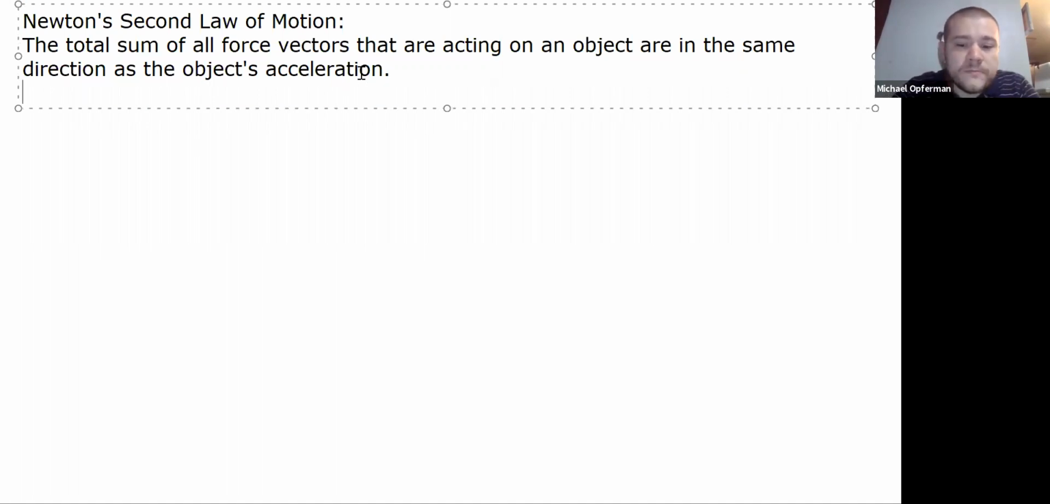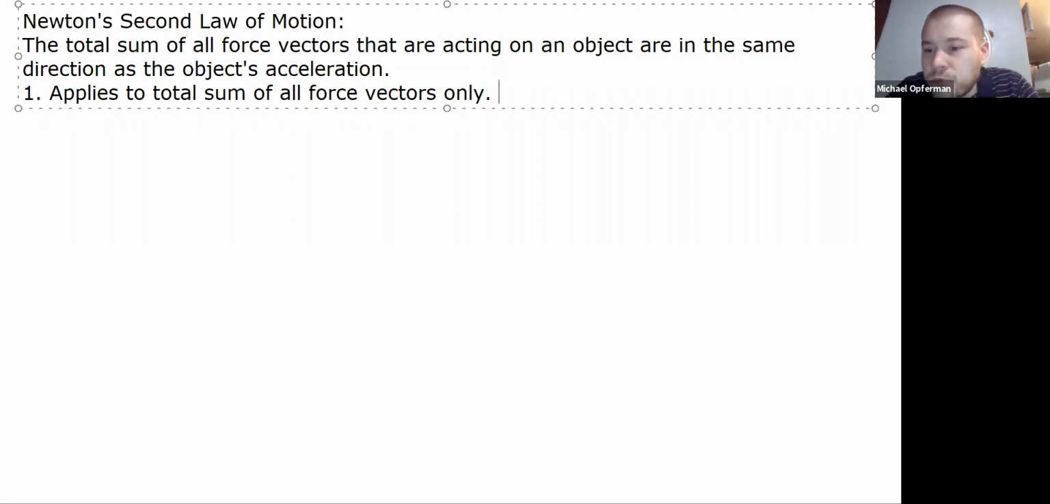So first of all, let me make special note that this law applies to the total sum of all force vectors only. So as a result, this is why we just spent some time learning how to sum vectors. You might have wondered why we spent so much time on that. It's because it turns out, in reality, what matters in terms of determining the motion of an object is the sum of all the forces acting on it.